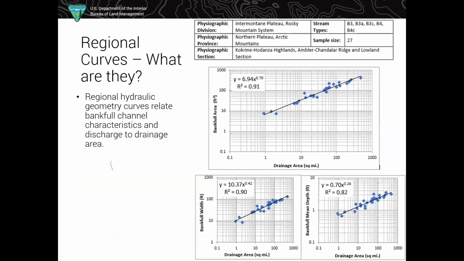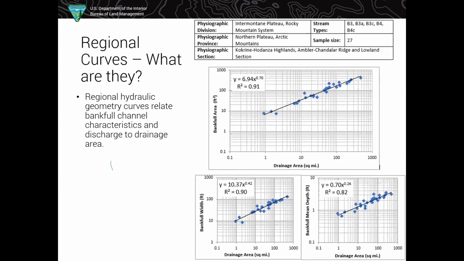All right, so this is the home run stretch of my presentation, regional curves. For those of you that aren't familiar with regional curves, or regional hydraulic geometry curves, these are log plots comparing bankful channel characteristics like width, average depth, cross-sectional area to drainage area. Here we see 3 different curves, 3 plots that speak to the northern portion of interior Alaska. These are curves derived from BLM data.